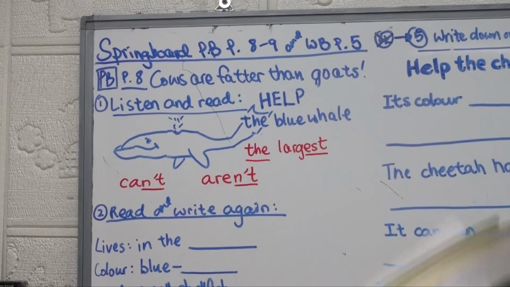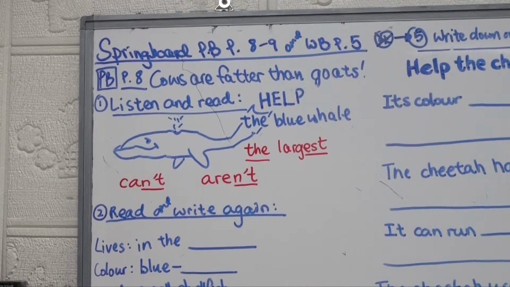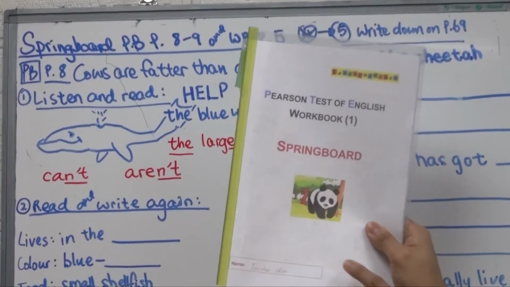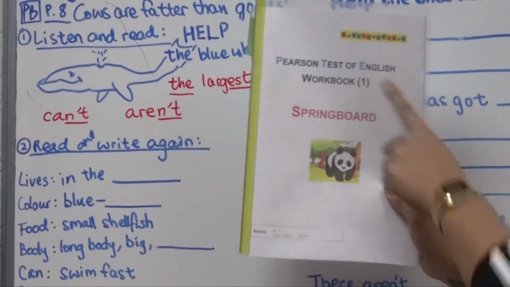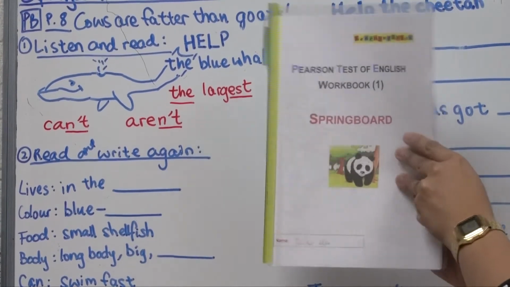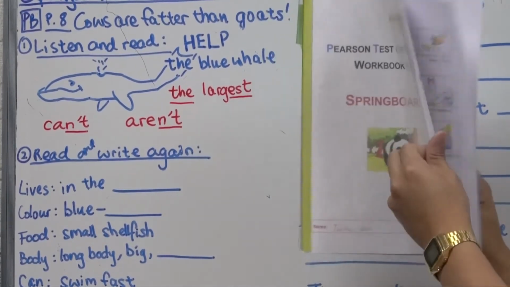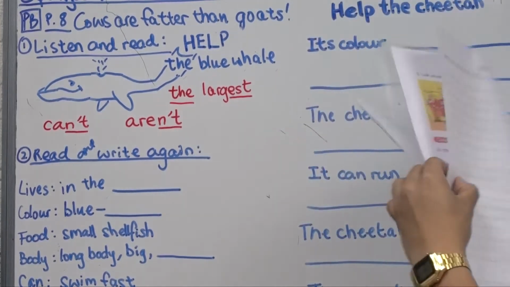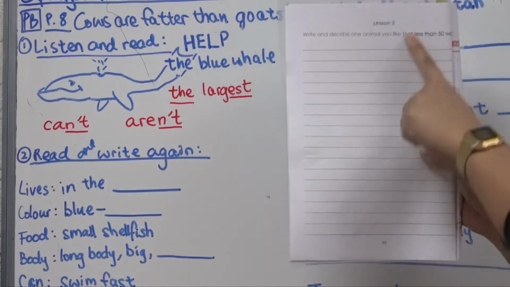After page 9, we will go to workbook, okay? So make sure you also take out the correct workbook, okay? The workbook looks like this one. Springboard number 1, okay? This is your first course of Springboard. This one, we will go to page 5, okay? We will go to page 5. Writing exercise, okay? Just lines.